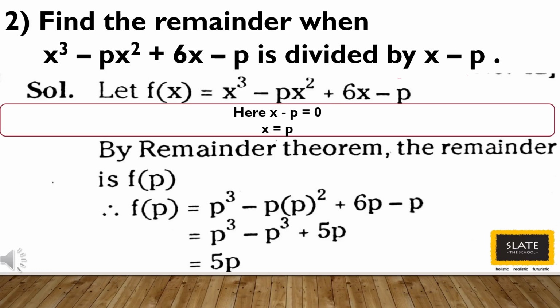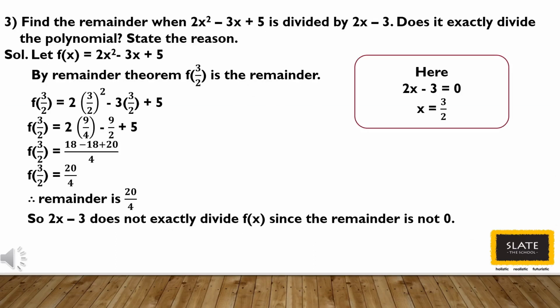Now let us see the calculation. f of p is equal to p cube minus p into p square plus 6p minus p. p cube minus p into p square is p cube, plus 6p minus p is 5p. p cube and minus p cube become 0, plus 5p. f of p is equal to 5p. Therefore, the remainder when f of x is divided by x minus p is 5p.